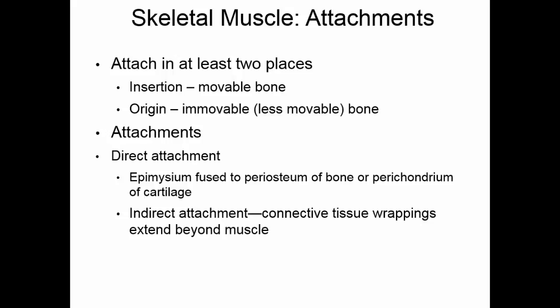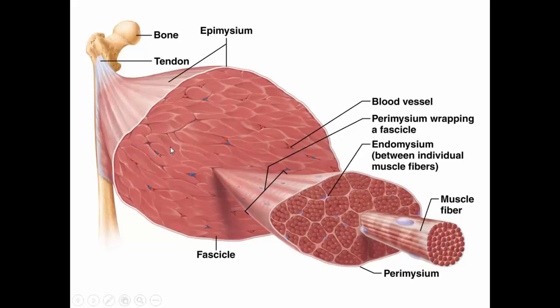The connective tissue wrappings extend beyond the muscle, so all of those connective tissue fibers come off of the epimysium, the perimysium, and the endomysium and come out beyond the muscle. If this is a rope-like extension attaching the muscle to the bone, this is known as a tendon. In flat muscles, this extension will come off in a sheet-like extension, and that's known as an aponeurosis. Here we can see a tendon. These will be connective tissue fibers from all of these coverings of the muscle.